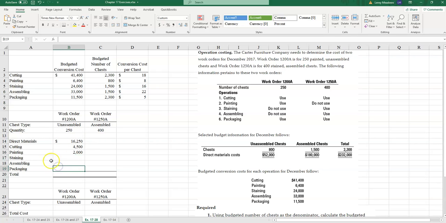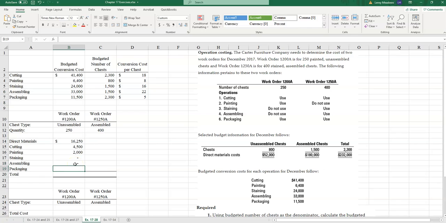Now we have to look at staining. Does our order require any staining? Does it go through the staining operation? And we're told here in the information, we do not use any staining and we do not use any assembly operations because these are not stained and they're not assembled. So we just put 0 here.